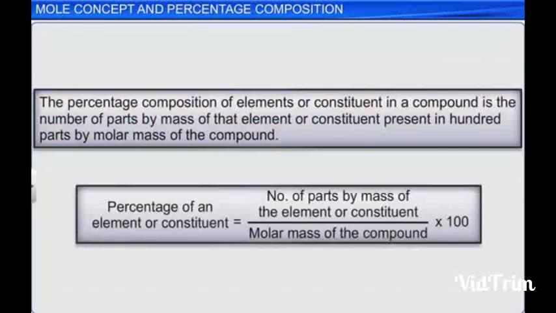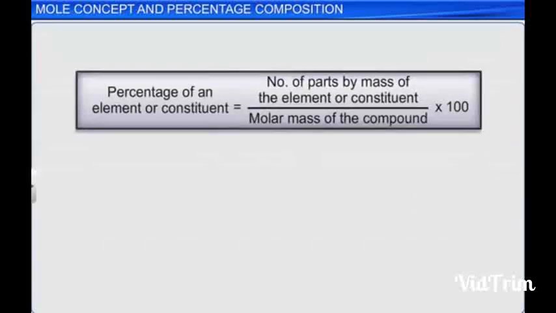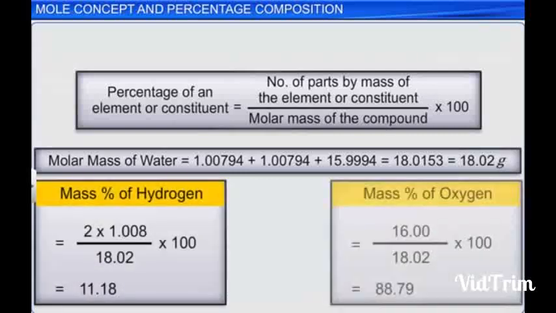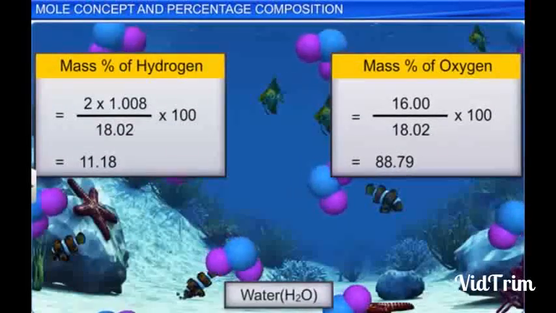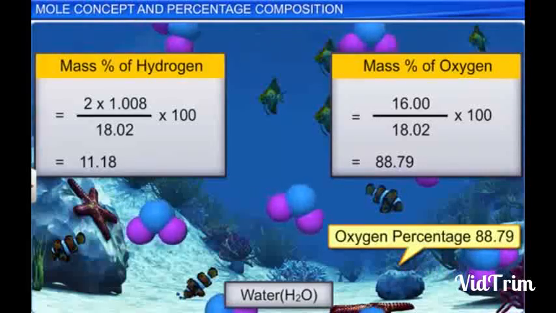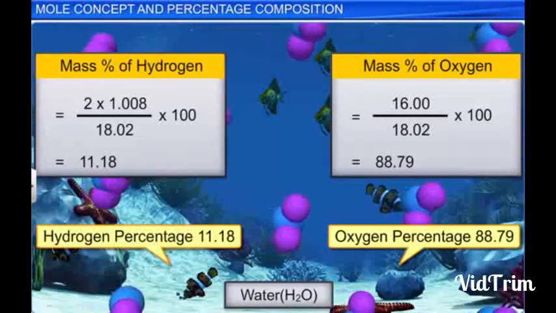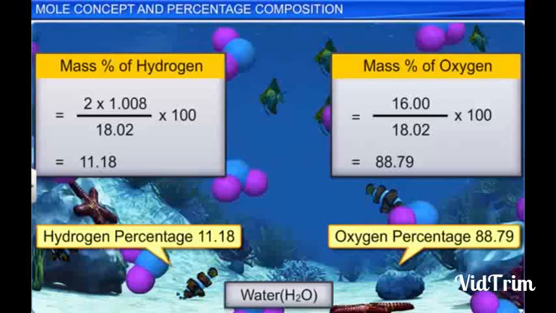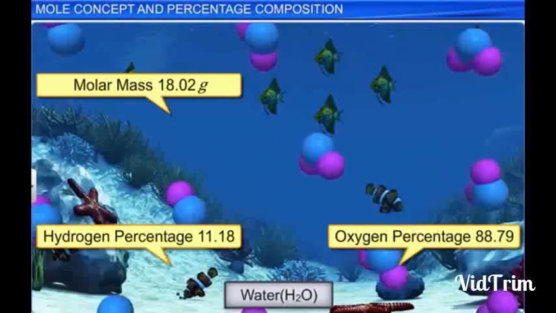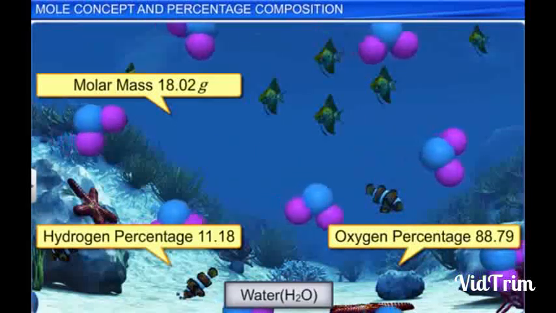Let's look at an example. We know that the molar mass of water is 18.02 grams. Based on this, we can calculate the percentage of hydrogen and oxygen as shown. Thus, the percentage of oxygen and hydrogen in water is 88.79 and 11.18 respectively. Molar mass and percentage composition helps us understand the quantitative data associated with a chemical compound.